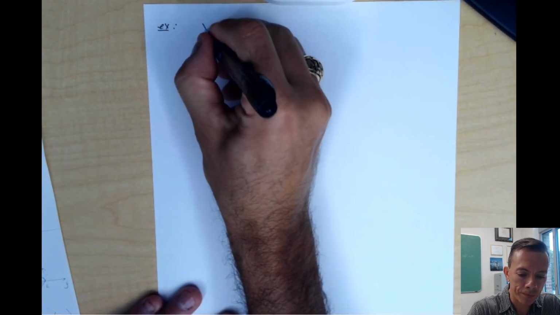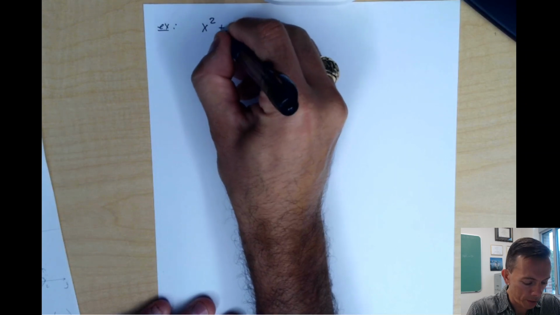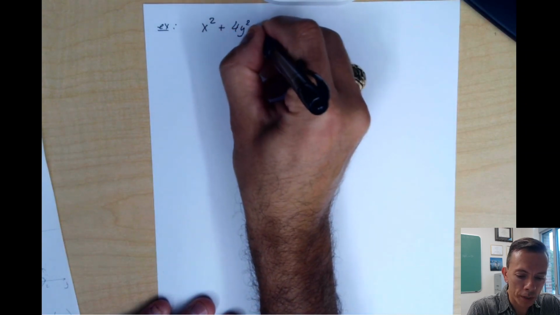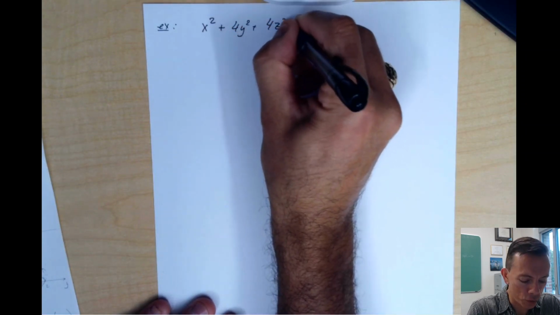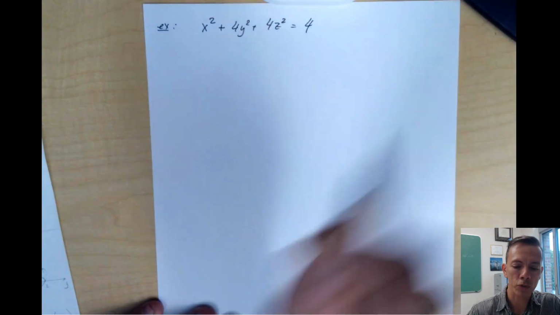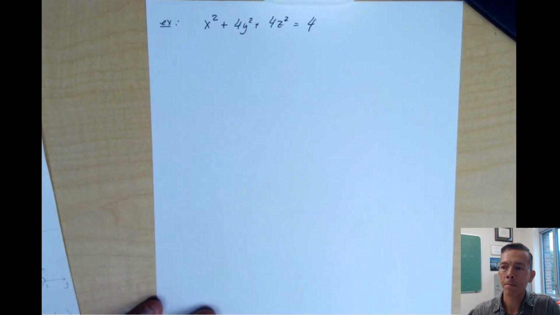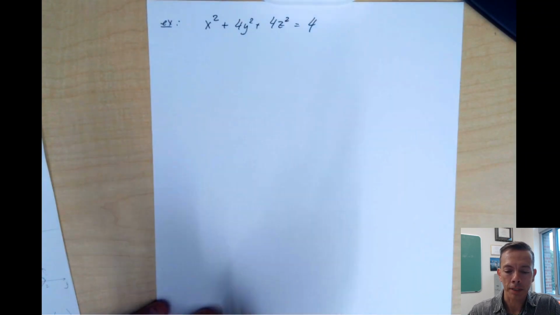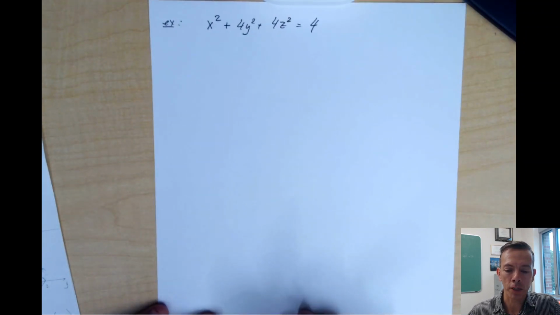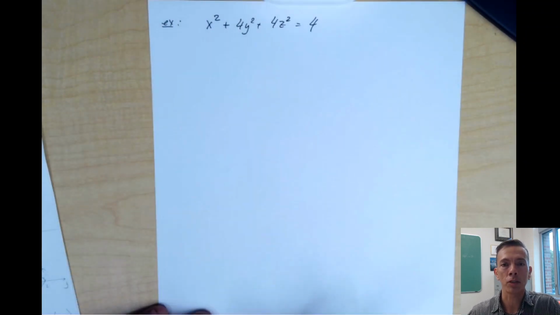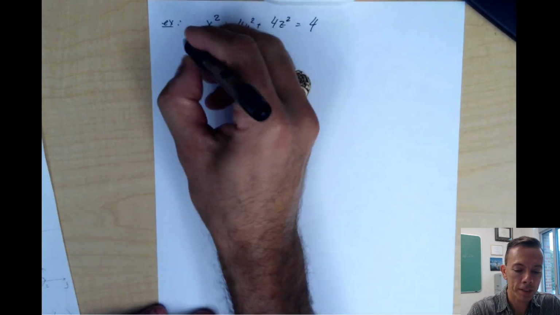Okay, let's try another example. Let's look at x squared plus 4y squared plus 4z squared equals 4. Okay, again, this is an untranslated, unrotated quadric surface. We'll just intersect it with the 3 coordinate planes.